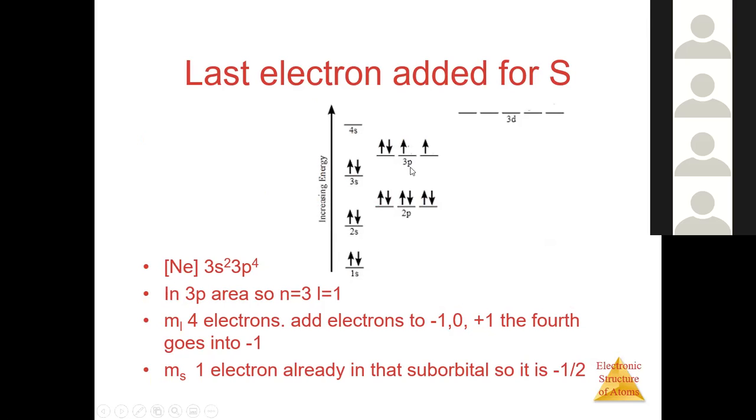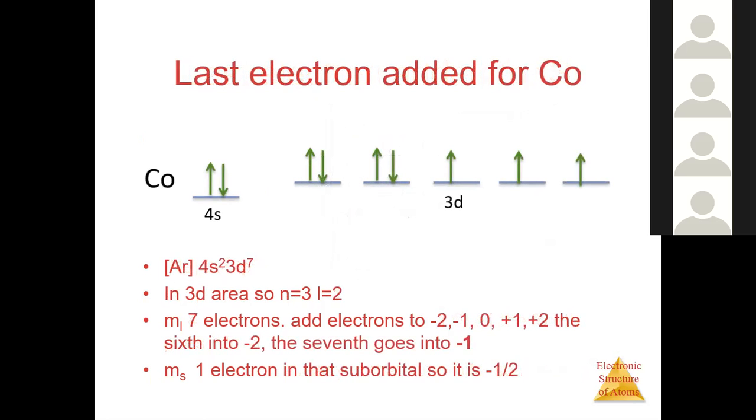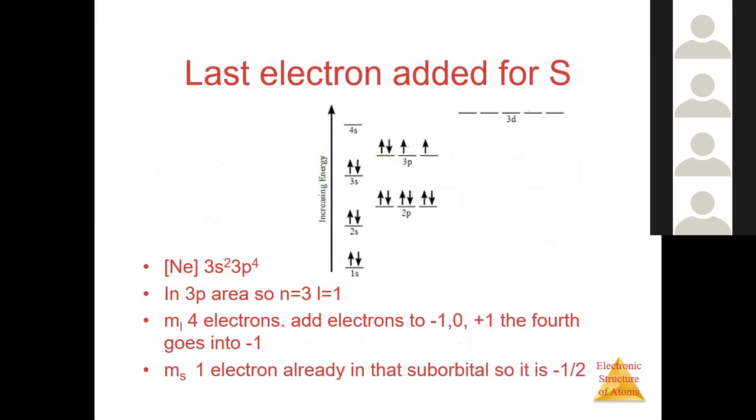Remember, when we're doing the configurations, the number in front of the letter was the shell it was from. It's the n number. So if I'm telling you it's in 3p, then n has to be 3. Now, I said 3 first. You made me guess myself. You're going to argue me on this, aren't you?